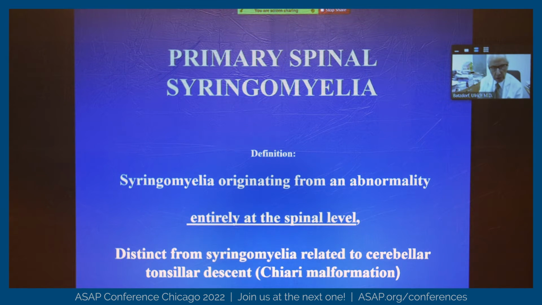I also want to dedicate this talk to Harvey and many of the other patients I've had an opportunity to treat over the years. And here we go.